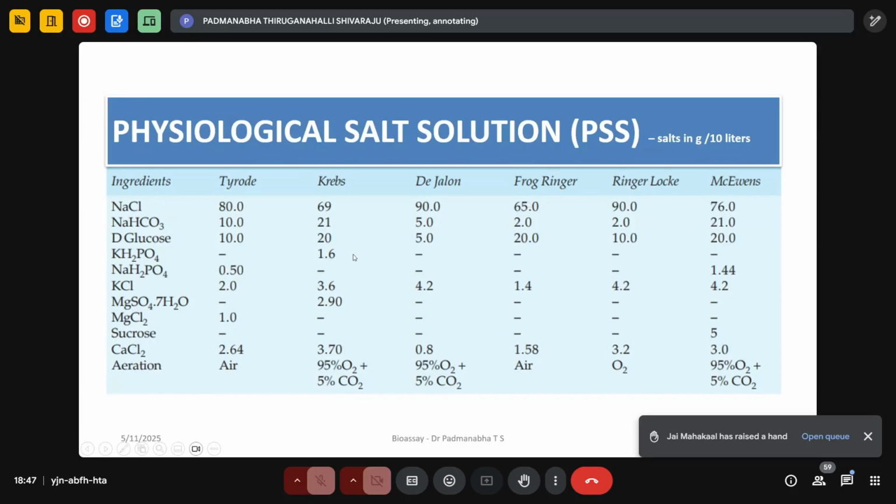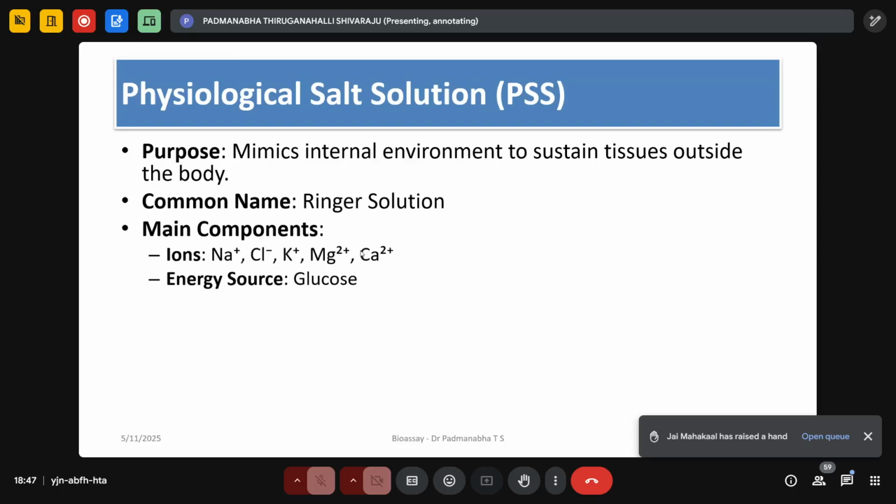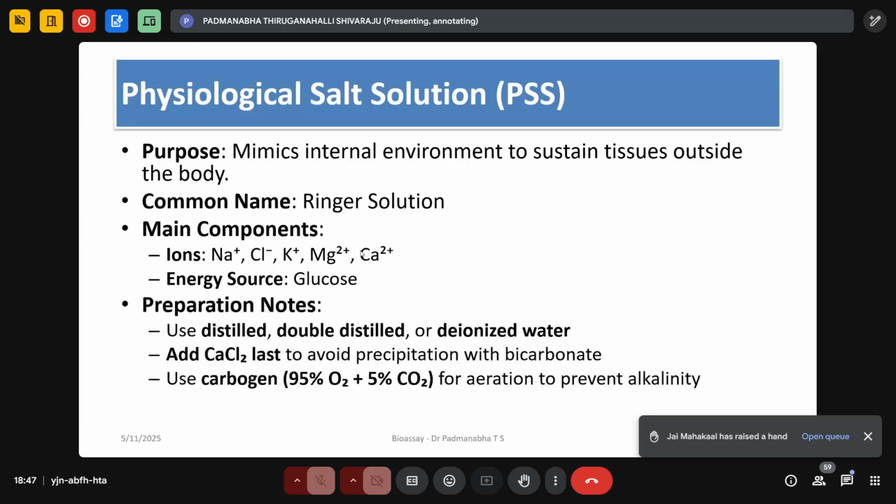Based on the tissue, you're going to prepare a particular specific physiological salt solution so that the tissue will be able to be maintained. All these solutions are prepared basically to maintain the tissue similar to how it was inside the animal before. So basically it mimics the internal environment to sustain the tissue outside the body. The commonly used solutions are Ringer solution and Tyrode solution. The main components are the ions, and the energy source comes from the glucose.